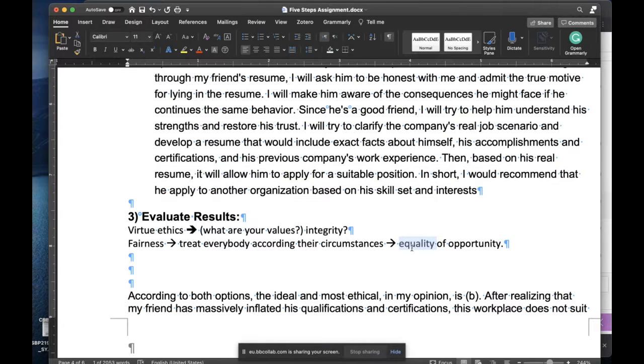Explain to me why. Because other employees had the opportunity with their resume and with their own efforts, while my friend, he just faked a resume to get this opportunity and to work in.